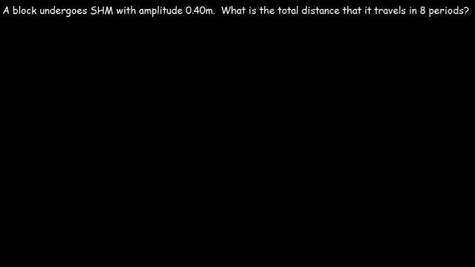A block undergoes SHM with amplitude 0.4. That's simple harmonic motion. If you see SHO, that's a simple harmonic oscillator. What is the total distance that it travels in 8 periods?